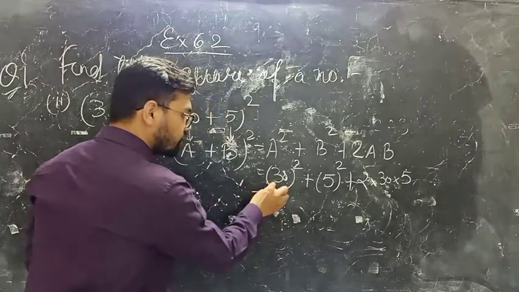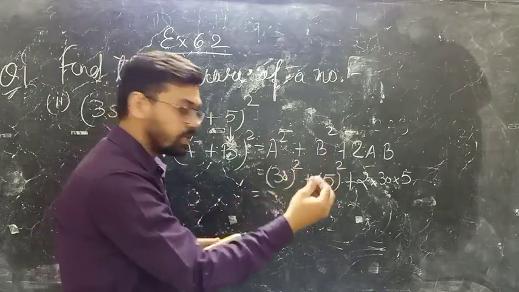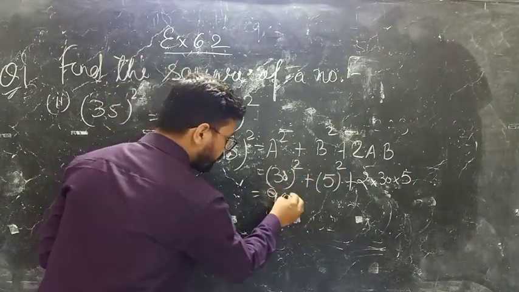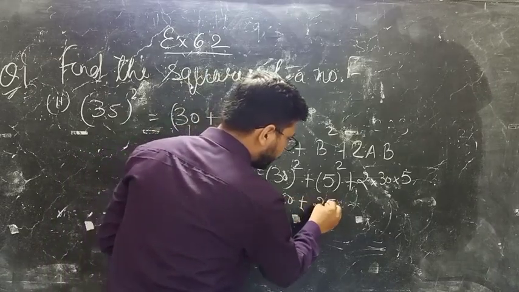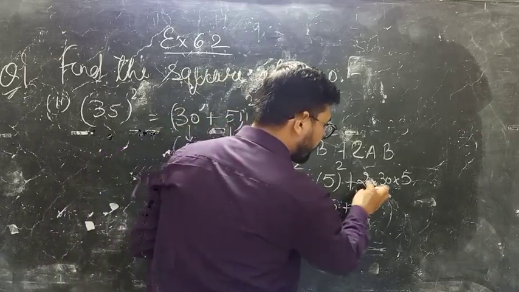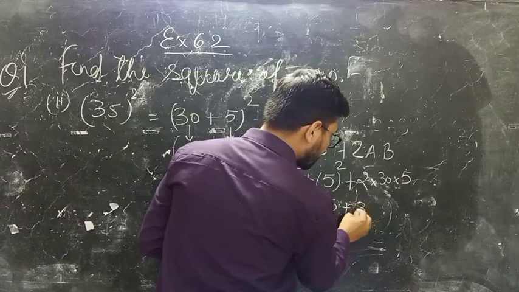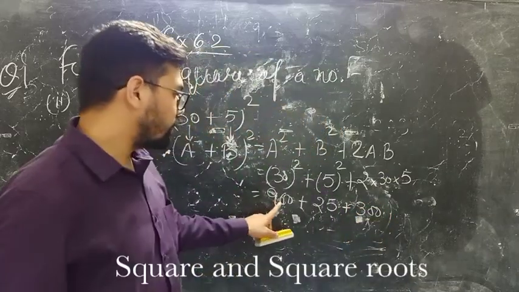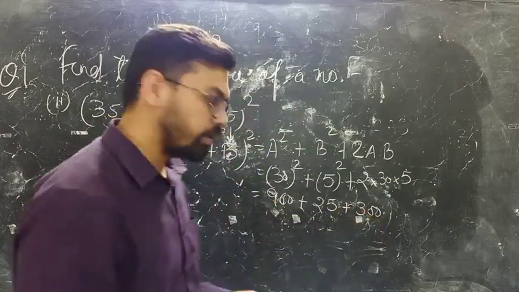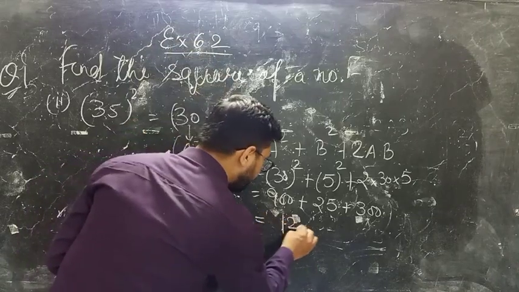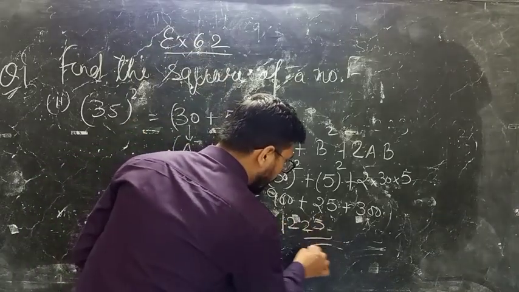So 3 3s are 9. So 30 square is 900. 5 5s are 25, and 2 into 30 into 5 comes down to 300. So 900 plus 300 is 1200, plus 25. So the answer is 1225. So this is your answer.